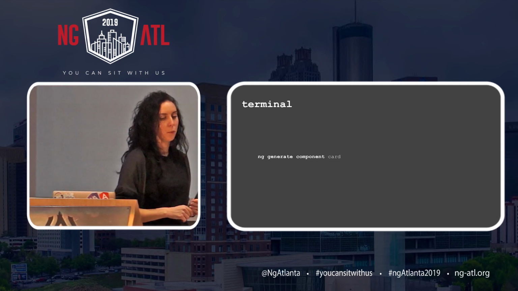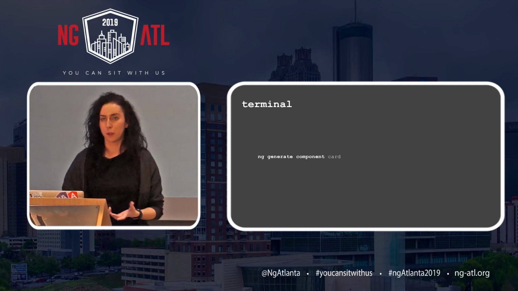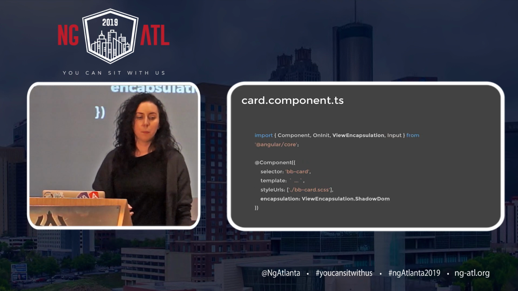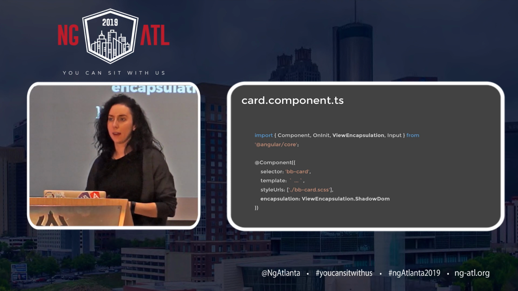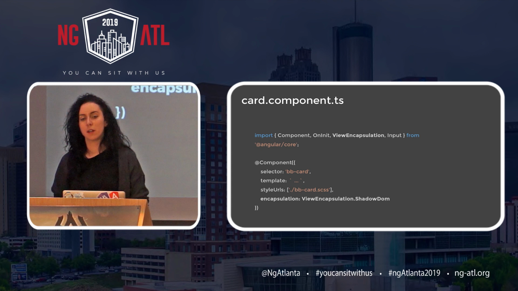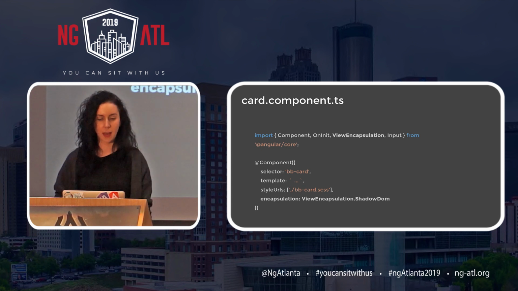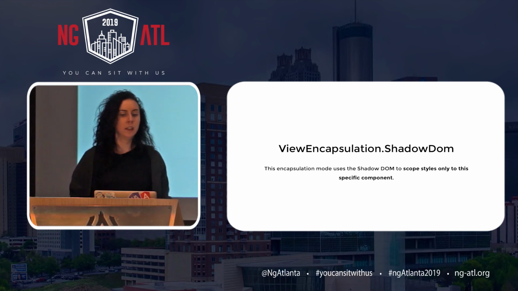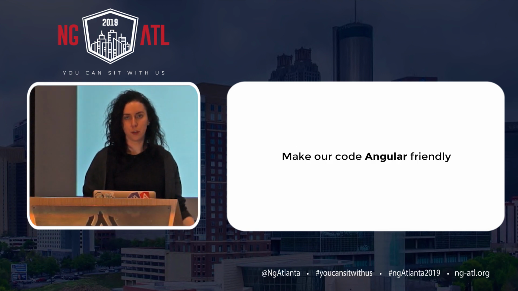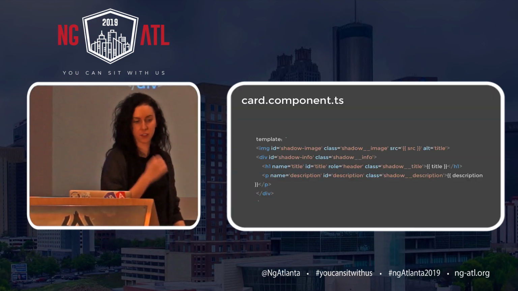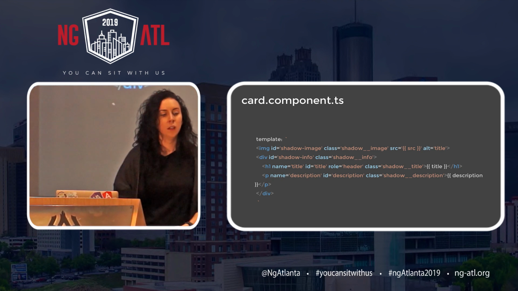Cool. Next up, we just generate our component, which is going to be called card. And that's normally what we get. We then have to import our ViewEncapsulation so we have access to the shadow DOM. So we call encapsulation: ViewEncapsulation.ShadowDom. And this allows us to have that style encapsulation that we really wanted. Now, we're going to use the code from before and just make it Angular friendly. It wasn't very complex code, so we just added a few interpolations, and it's pretty much done.